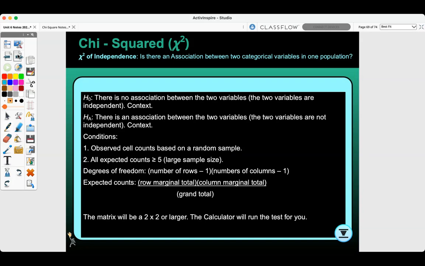Your conditions are observed cell counts are based on a random sample. And again, all expected cell counts are greater than or equal to 5 to have a large enough sample. Degrees of freedom are the number of rows minus 1 times the number of columns minus 1. Your expected counts are the row marginal total times the column marginal total over the grand total. Your matrix will be 2 by 2 or larger, and the calculator will run the test for you. So this is your chi-squared test of independence, which is in your calculator.